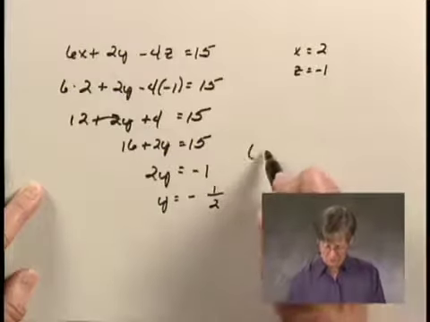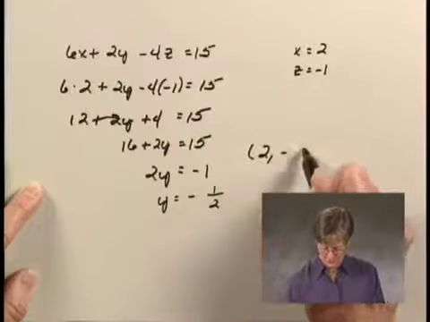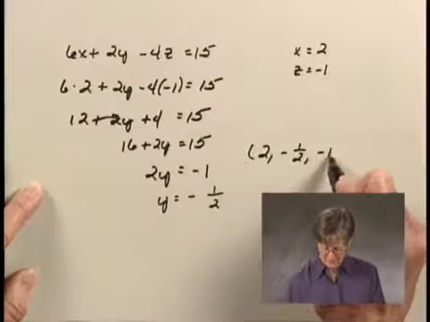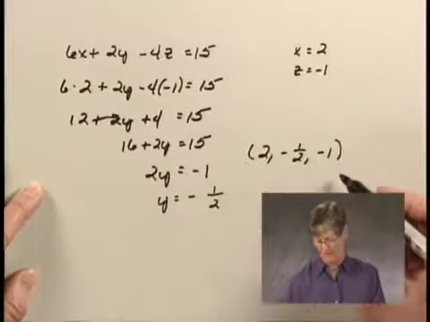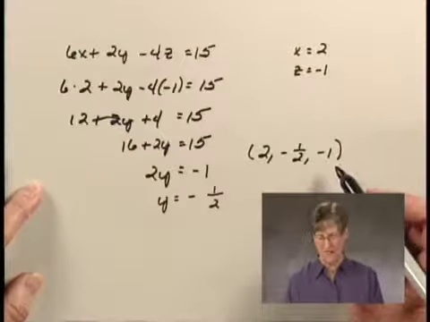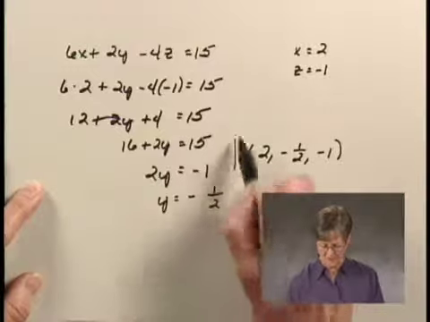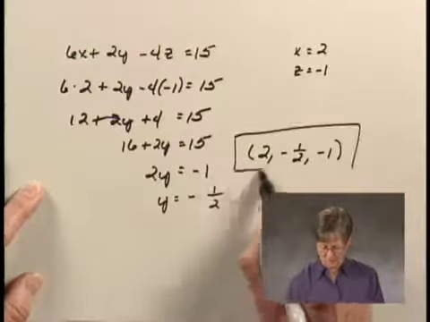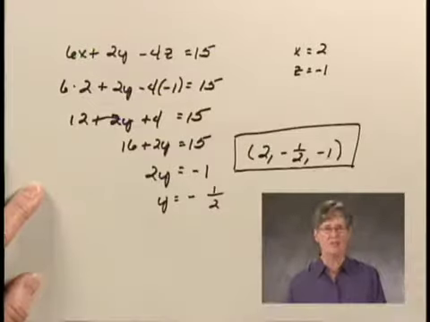So we have the ordered triple 2, -1/2, -1, and if we would check these three values in each of the three original equations, we would find that they do satisfy each of the three equations. So this ordered triple is the solution of the system of equations.